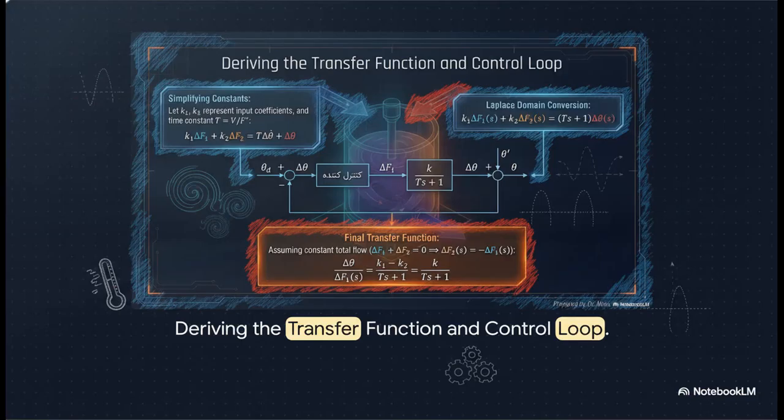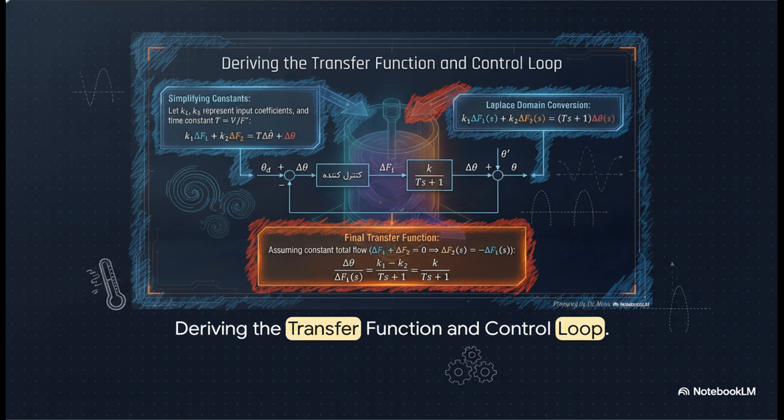Now we guide this newly linearized equation straight into the Laplace domain. We let K1 and K2 represent our input coefficients and define a time constant T equal to volume over steady-state flow. Taking the Laplace transform gives us the algebraic equation you see in the top right. Assuming a constant total flow where the change in F1 and F2 basically cancel out, we arrive at our final transfer function. The change in output temperature over the change in input flow equals K over Ts plus 1.